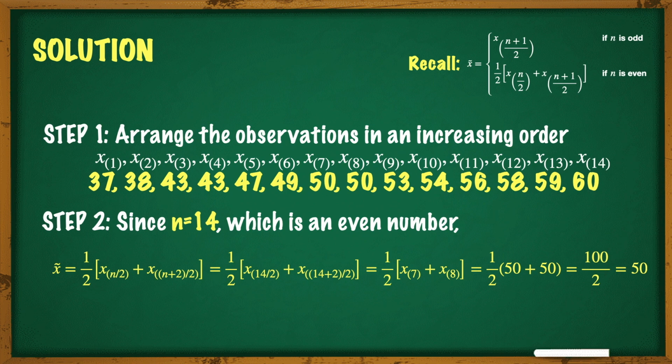Now, since n is equal to 14, which is an even number, we can find the median value by computing the average of the two middle values of the ordered observations, or by substituting the value of n to the formula. Then the median would be the average of the 7th and 8th observations of the data set, obtaining 50 as our sample median number of block intrusion attempts.